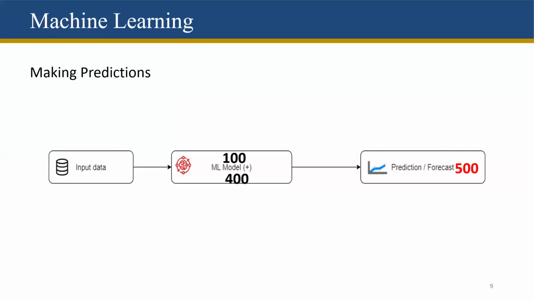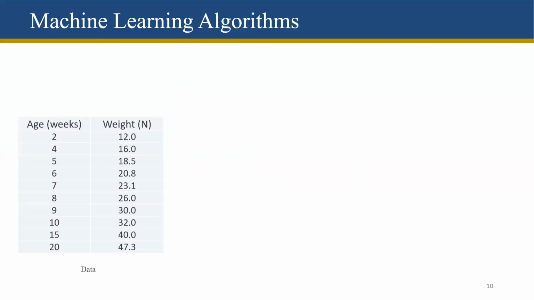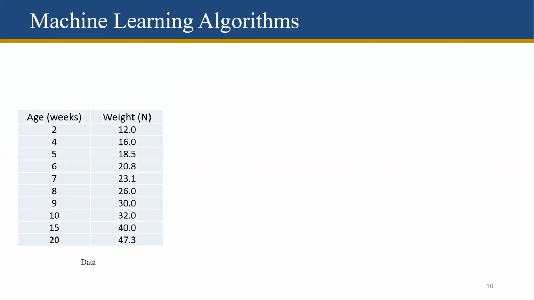All right, so in the linear regression, we said we are going to look at a particular instance where we have some data. In this case, we have age and weight. Then we want to train a model to learn from this data so that we can make future predictions.